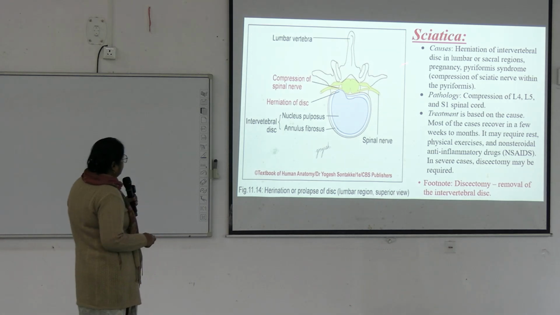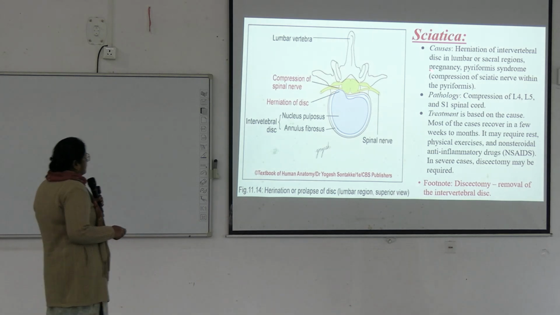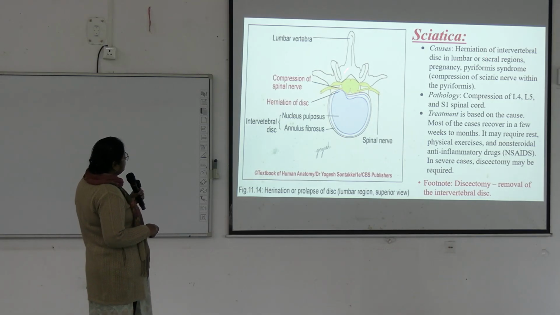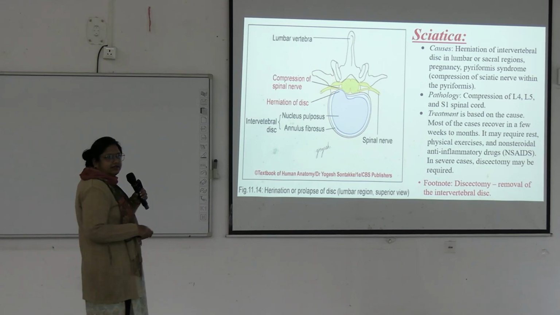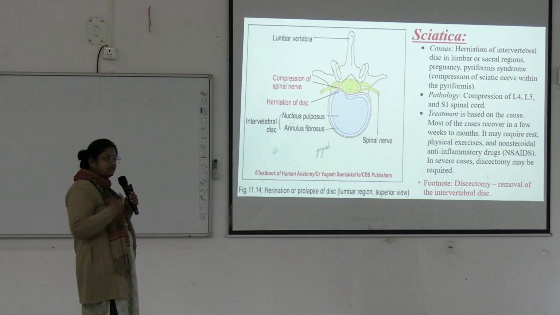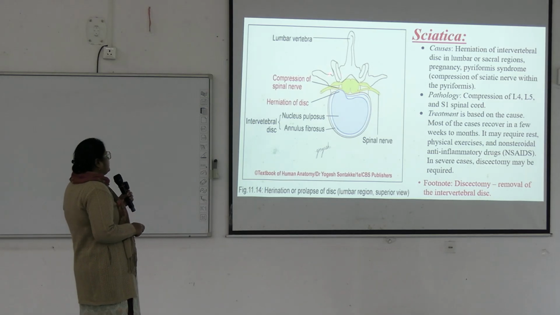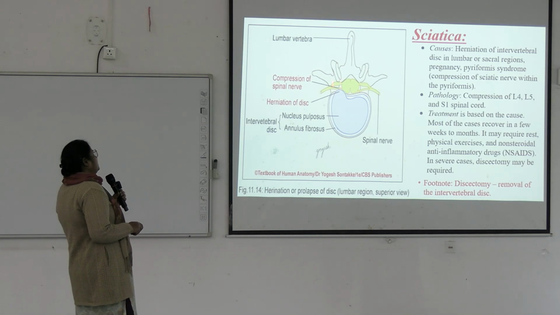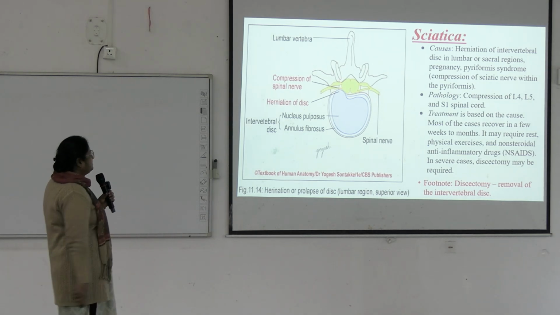What are the causes of sciatica? Herniation of the prolapsed disc. This is the intervertebral disc. It is prolapsing posteriorly and entering into the vertebral canal through which the nerve roots of the sciatic nerve are passing, and they are being compressed and it will cause pain. Okay, compression of the sciatic nerve is occurring due to prolapse of the intervertebral disc.